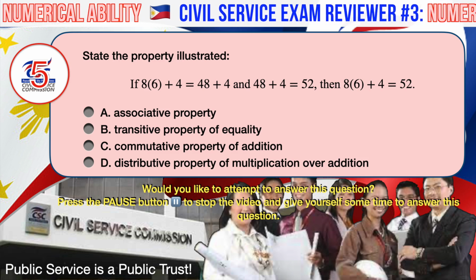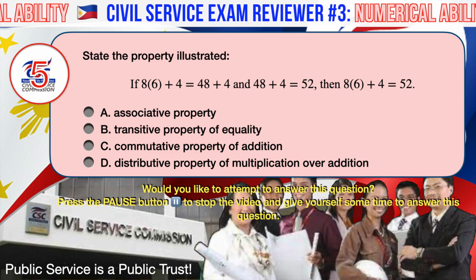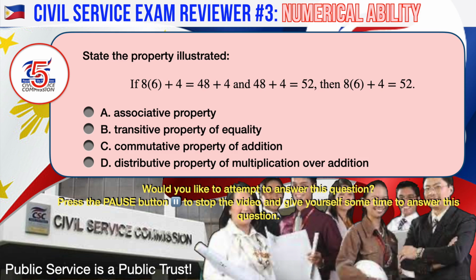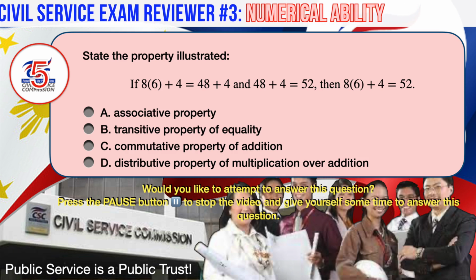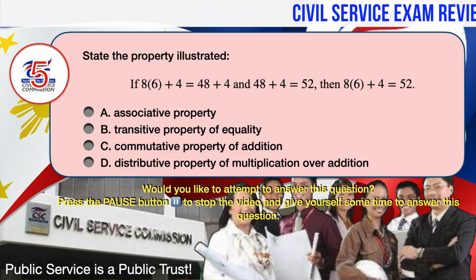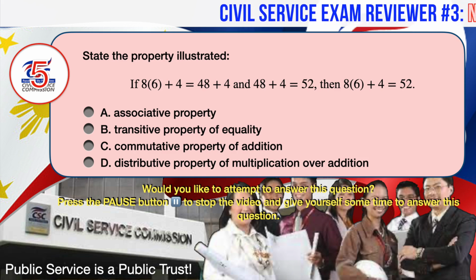Question number 5. State the property illustrated. If 8 times 6 plus 4 equals 48 plus 4, and 48 plus 4 equals 52, then 8 times 6 plus 4 equals 52. A. Associative property. B. Transitive property of equality. C. Commutative property of addition. D. Distributive property of multiplication over addition. The correct answer is B.